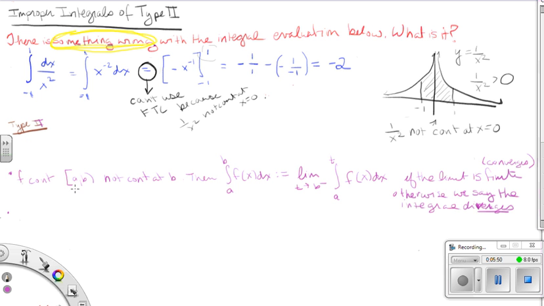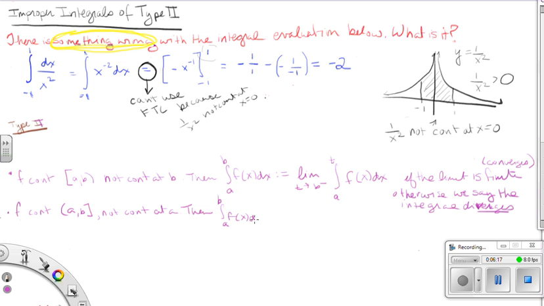Okay, so what's the second situation you can have? Well, you've got a half open interval, open on the right. You can have it open on the left as well. So the interval from a to b, open on the left, closed on the right. So f is continuous on that, but not continuous at a. Then we define this integral from a to b of f of x dx.